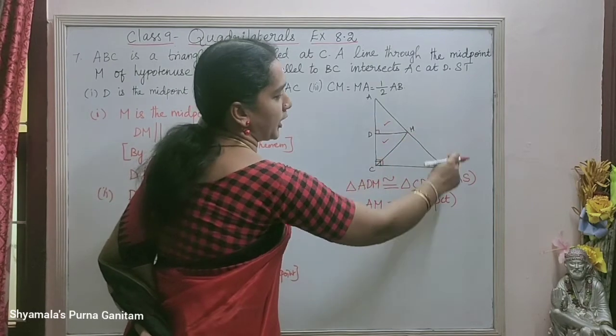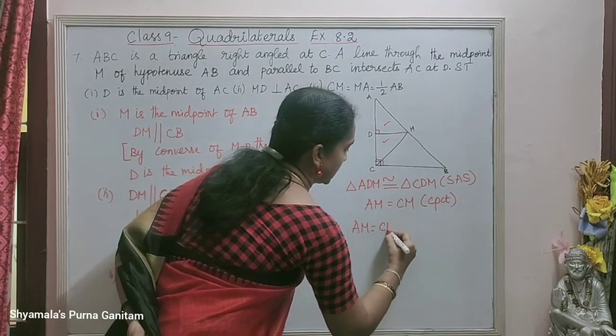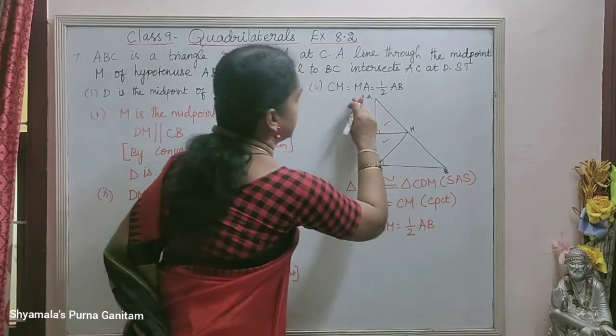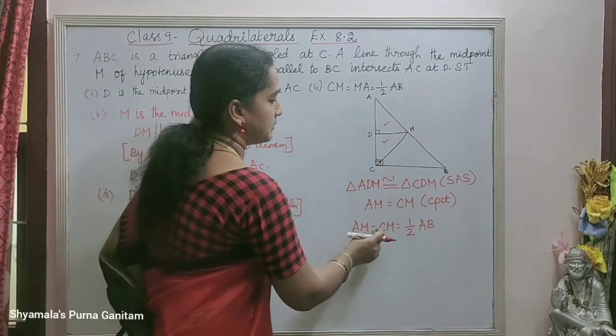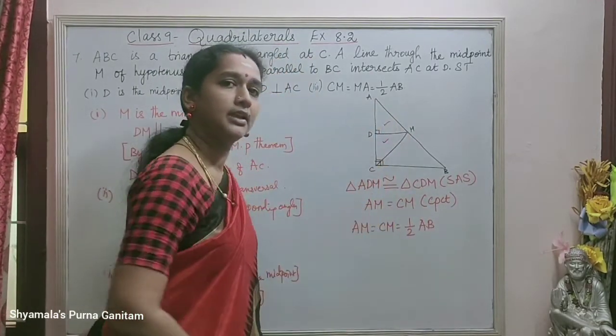Since M is the midpoint of AB, we can say that AM is equal to CM is equal to half of AB. That is the thing we are asked to prove.